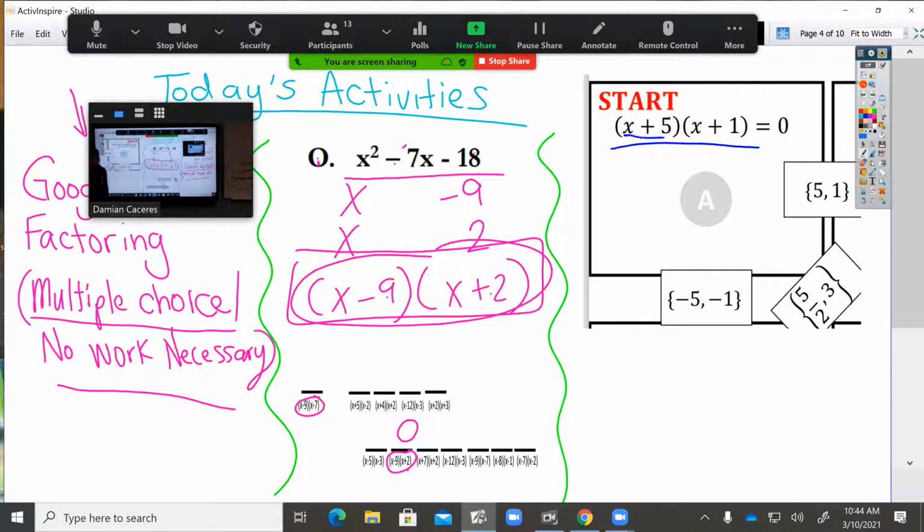If I have x plus 5, what's my solution? Negative 5. If I have x plus 1, what's my solution? Negative 1. Where is my correct answer? This one. So that means that my next problem is this problem. If my correct answer was here, then I go this way. If my correct answer was here, I go that way. And at the end, you're going to have a path to where it says, great job.